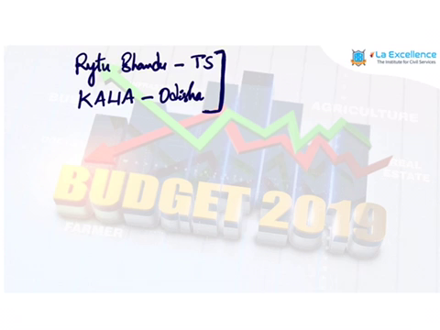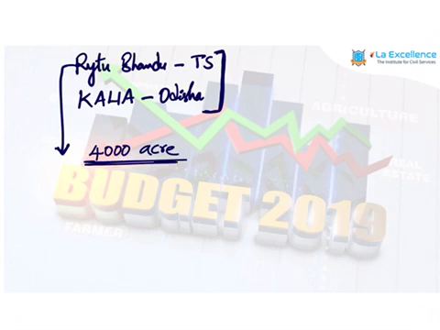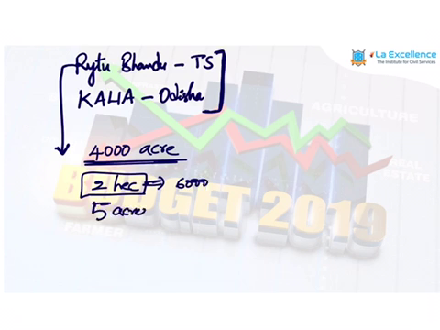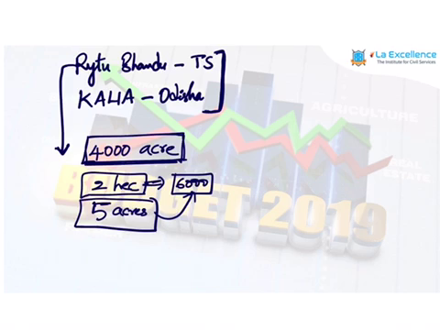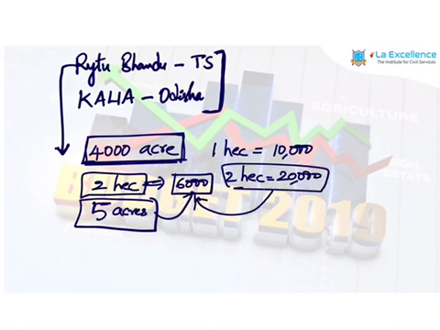If we take Raitu Bandhu scheme of Telangana, they give 4,000 rupees per acre. Here in the Pradhan Mantri Kisan scheme, 2 hectares, 6,000 rupees. 2 hectares means 5 acres. For 5 acres for single family, 6,000 rupees annually. But there, 4,000 rupees per acre means 1 hectare, 10,000 rupees. 2 hectares, 20,000 rupees. So if we compare 20,000 with 6,000, it is very less.